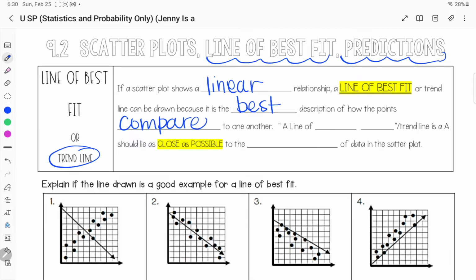Now, here's where some of you really get confused. This is a line of best fit. You'll notice I did not call it a perfect fit. It's a line of best fit, and that's because the trend line should lie as close as possible to the majority of the data points on the scatter plot. So as you look at this, you're trying to split the data as evenly as possible above and below your trend line or your line of best fit.